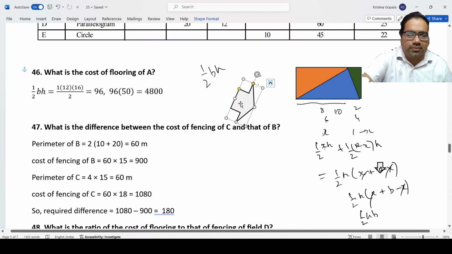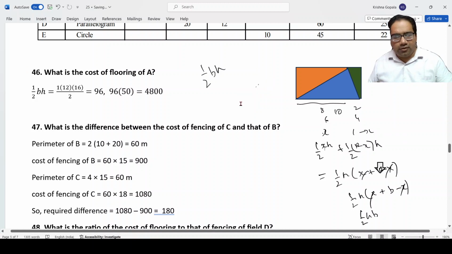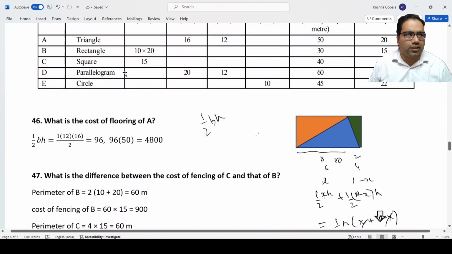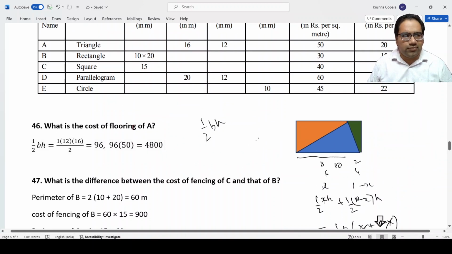It is important to appreciate how we arrive at these formulas. Then our conceptual clarity would be higher and we'll be in a better position to solve even more complex problems. Cost of flooring of A, we had done this very easily. What is the difference between cost of fencing of C and that of B?